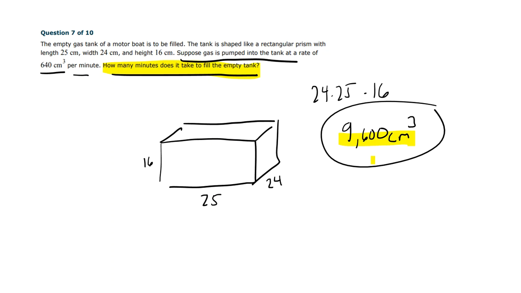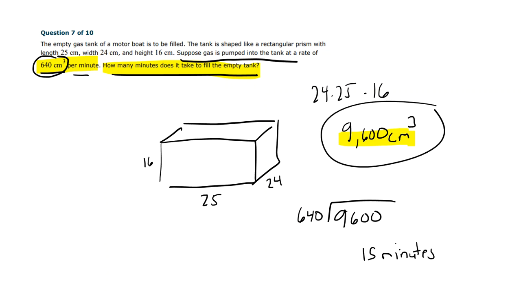Okay, so if this is our total volume that needs to be filled, and we can fill it 640 centimeters cubed per minute, the way that we're going to figure out how many minutes it takes is we're going to take the volume and divide it by how much per minute. So we take the 9,600, we divide by 640, and that gives us 15. So the number of minutes that it takes to fill the tank is 15 minutes.